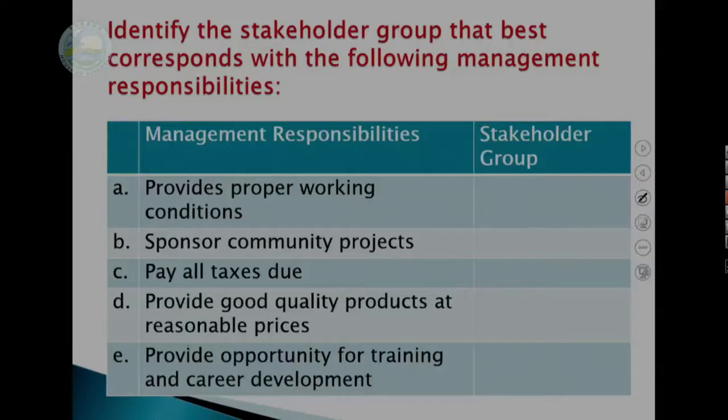Okay, so let's go to the answers now. All right, so number 1, or A, provides proper working conditions. Give me the answer. Right, so the owner, right? They're supposed to ensure that the facilities are good in terms of ventilation, signage, you have your resources and those kinds of things. Sponsor community projects. If you said society, you are quite right.